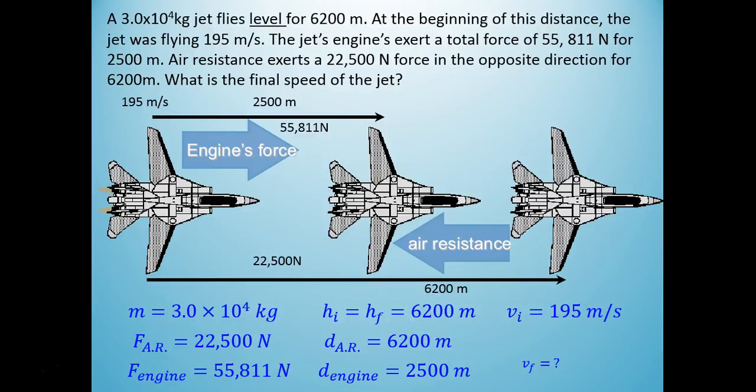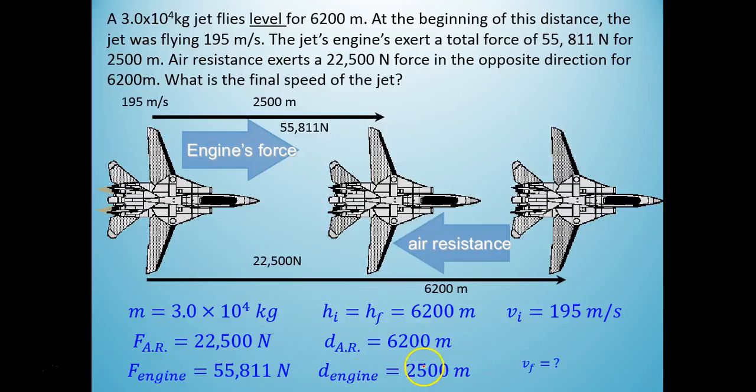Now, the initial velocity, 195 meters per second, that's listed. The force of air resistance is listed. The distance over which the air resistance acts is listed. The force on the engines is listed, and the distance over which the force from the engines acts is listed.